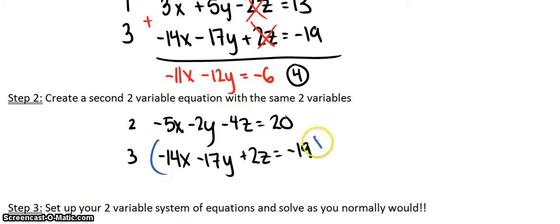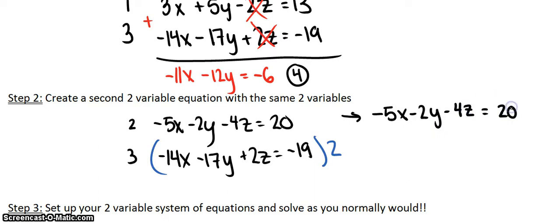Okay, so if I want the z's to cancel, this needs to be a 4. So I'm going to make that a 4 by multiplying everything by 2. You can't just multiply a piece of it. You got to multiply the whole thing. If you just multiply a piece of it, you're changing the equation. So I'm just going to rewrite equation 2. I know this is getting tedious. Sometimes you don't have to rewrite it all, but I think it helps to keep things organized. So I multiply all that by 2. I get negative 28x, negative 34y, plus 4z, and that equals negative 38.